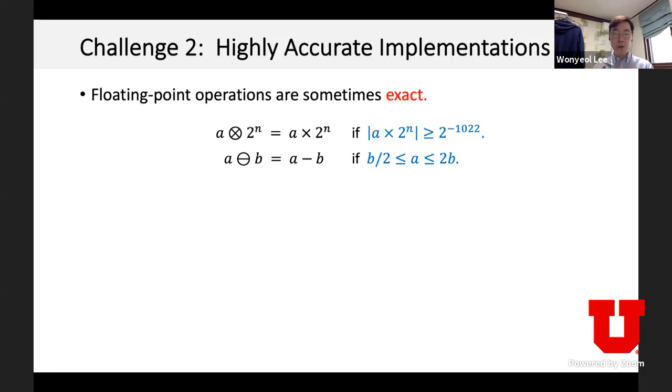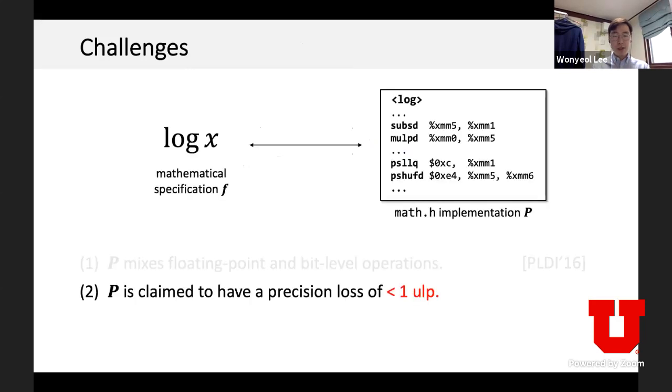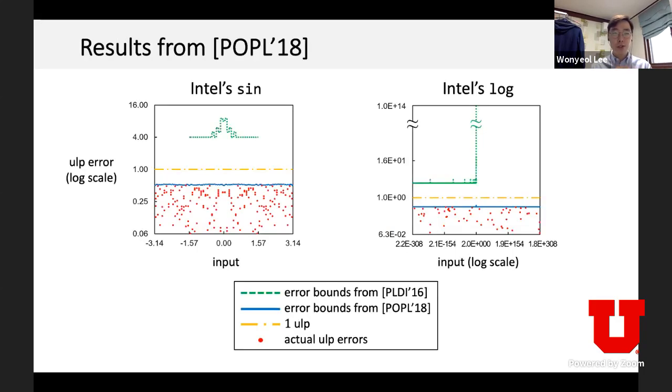The floating point experts who implement the floating point libraries use this kind of exactness result to get highly accurate implementations. But standard error analysis usually ignores such exactness results, thereby sometimes constructing imprecise abstractions of floating point computation. This is the main reason why we obtained such loose error bounds in some cases. So this brings the second challenge that I mentioned earlier. We also partially solved this problem and presented it at POPL 2 years ago. I'm not going to talk about our approach, but I will show some of the main results from the paper.